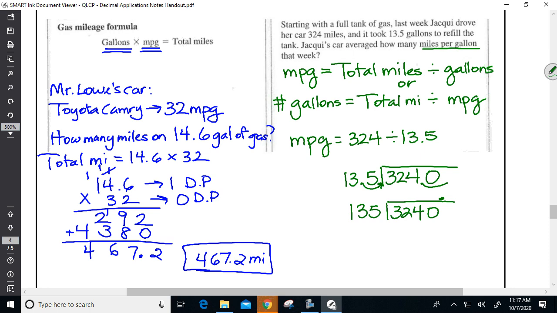Okay, so now it's time to solve it out. So 135 can't divide into 3, can't divide into 32. How many times does 135 go into 324? Twice. Okay, so 2 times. That would be accurate. You got 4, you got a borrow, and a 5. Bring down your 0.